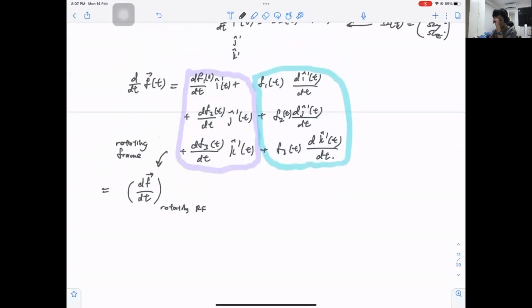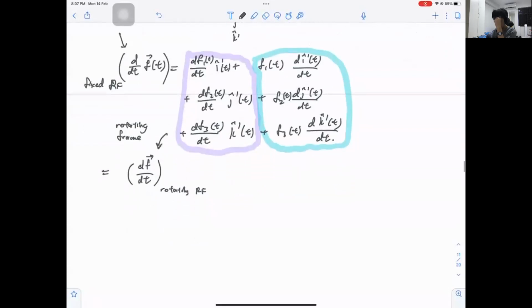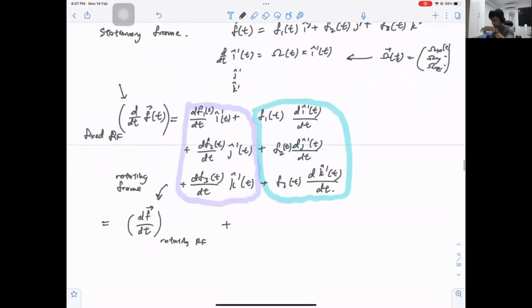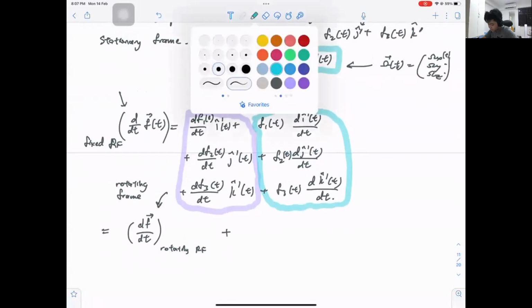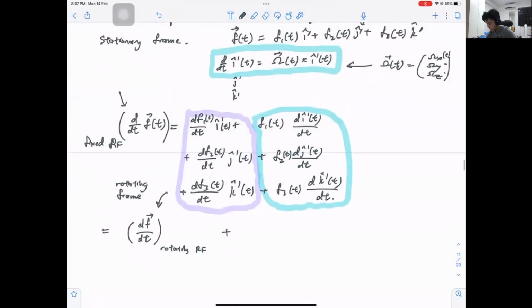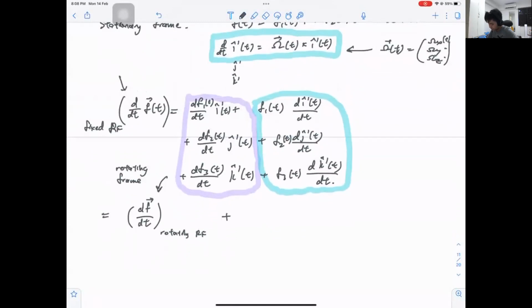Yeah, so this is conceptually where it's the biggest jump. Over here, we're talking about the fixed reference frame, whereas over here, the df/dt is in the rotating reference frame. And that's for the purple term. For the blue term, we can make use of the property that di/dt is equal to omega cross i prime, and the same for the other components, to write it in the form of omega of t cross f.